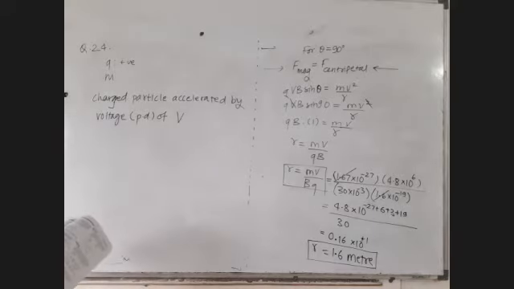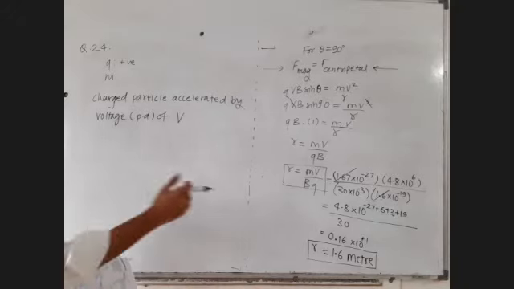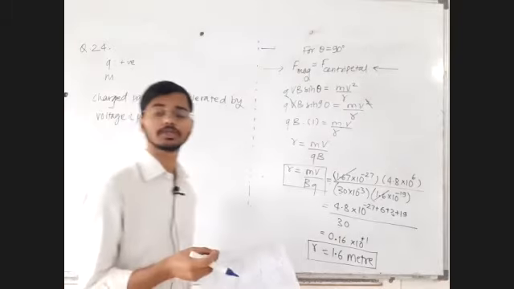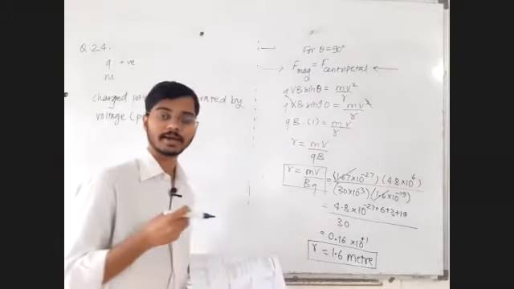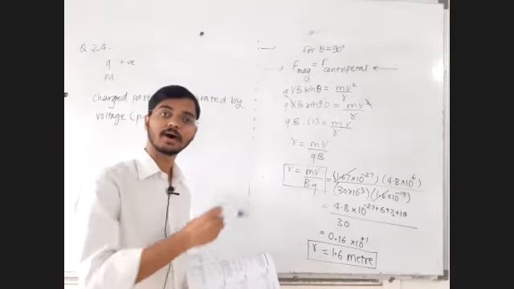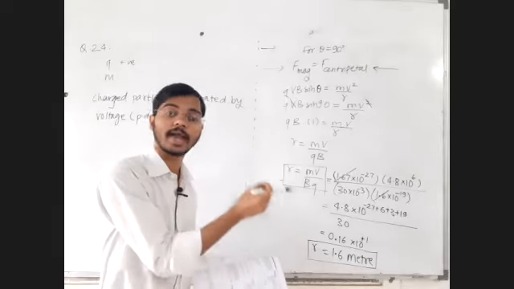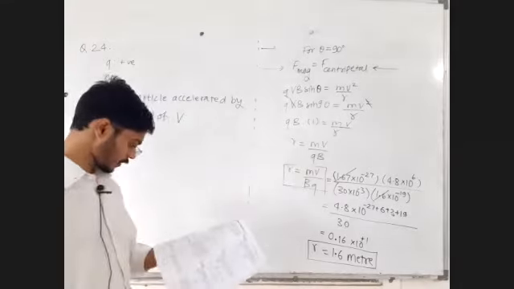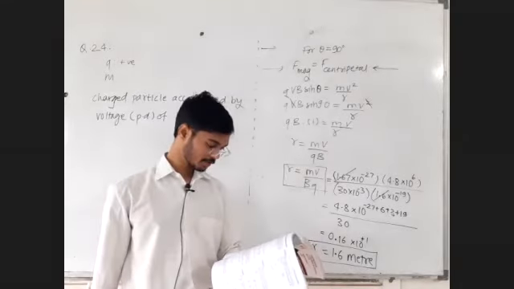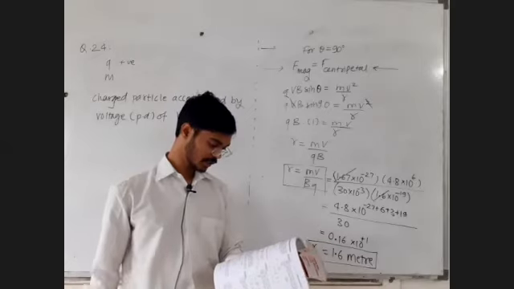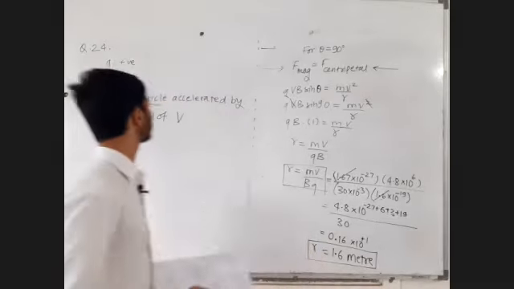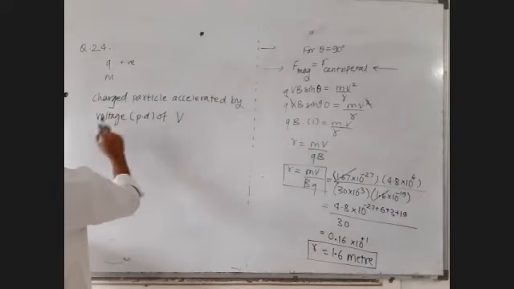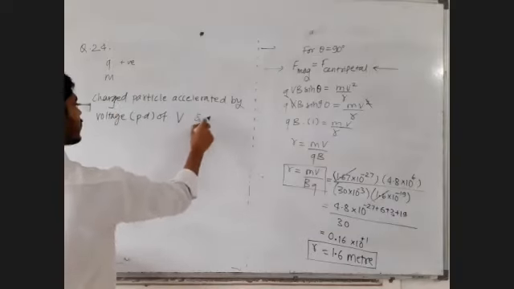The positively charged particle of charge Q and mass M is first accelerated by the voltage V. Accelerated means initially its velocity was 0, and it was increased by accelerating the charged particle. Now that particle has some velocity, and it is injected or projected into the magnetic field. A positively charged particle of charge Q and mass M is first accelerated by the voltage V, then injected into the uniform magnetic field.